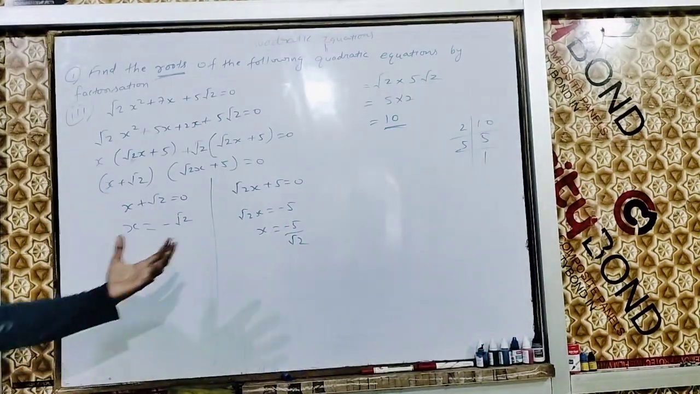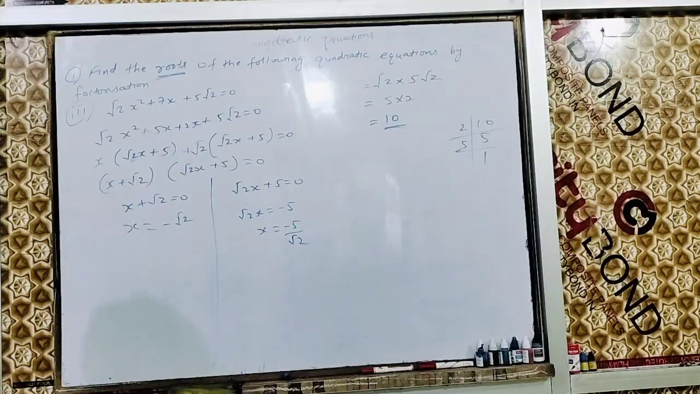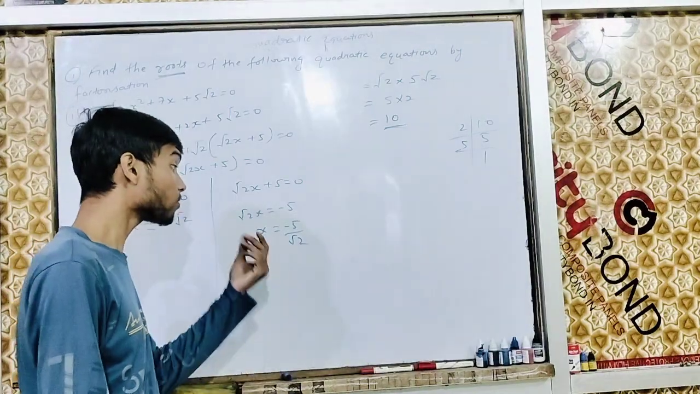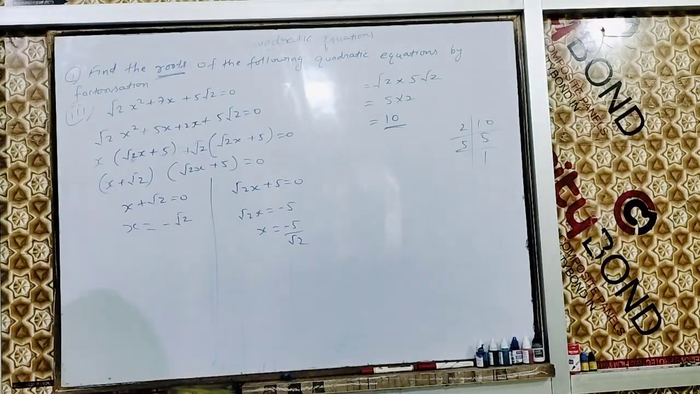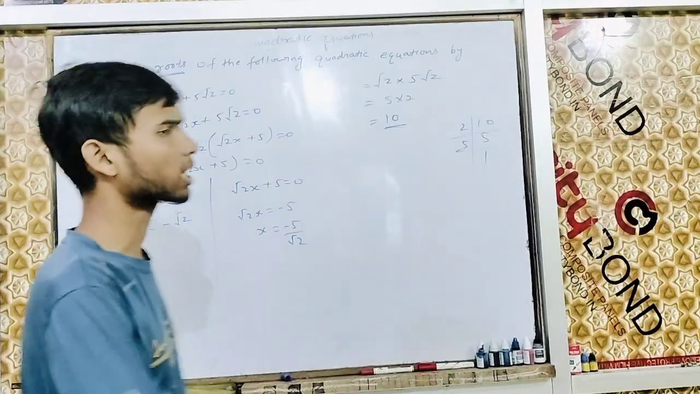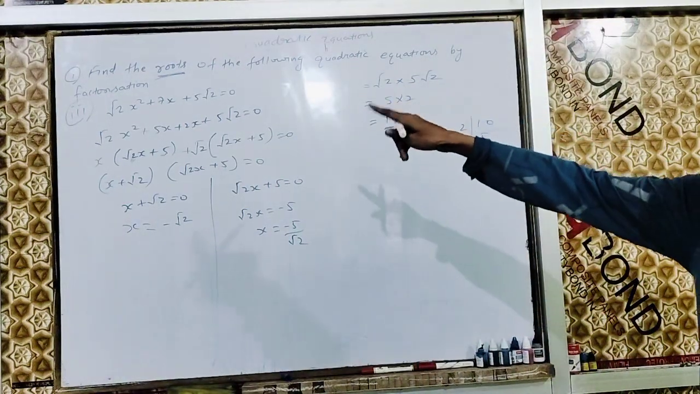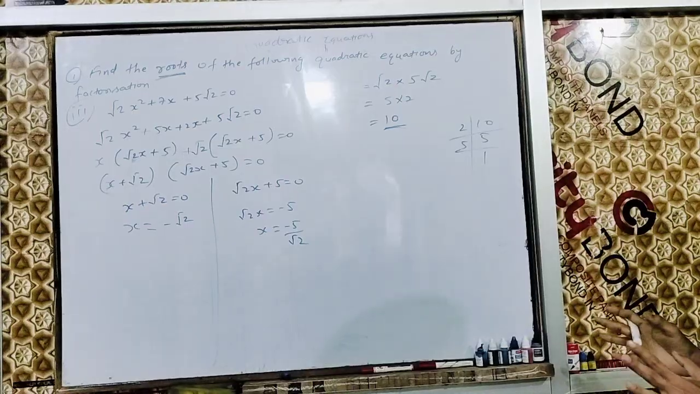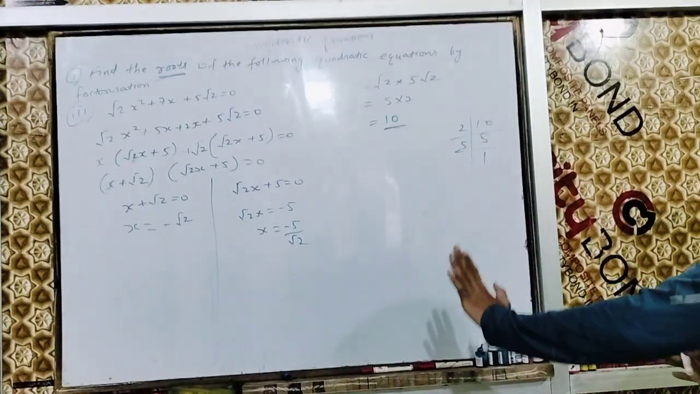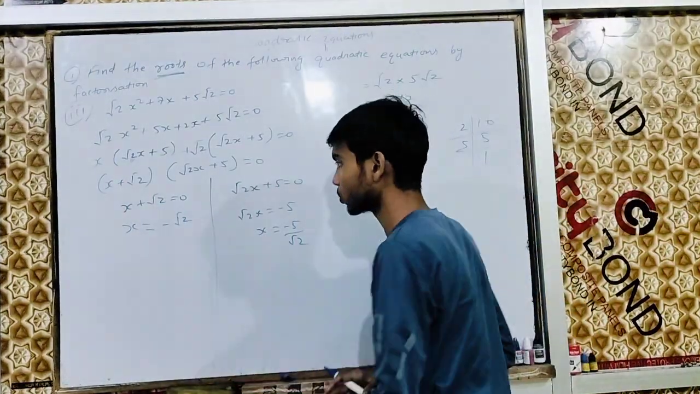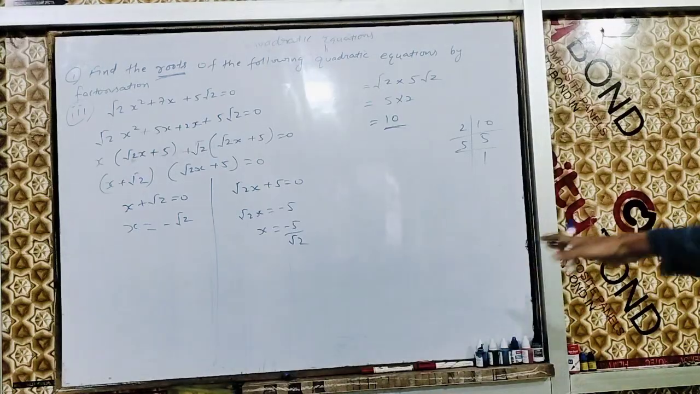Here we have 2 roots. First is minus root 2, and second is minus 5 upon root 2. That is how you will find the 2 roots with the help of the factorization method. This was different from the previous one because of the root that came here. But you can see this was not difficult. At the end we got these 2 roots. Just have a look for a few seconds, then I will erase it so that I can write the next question.